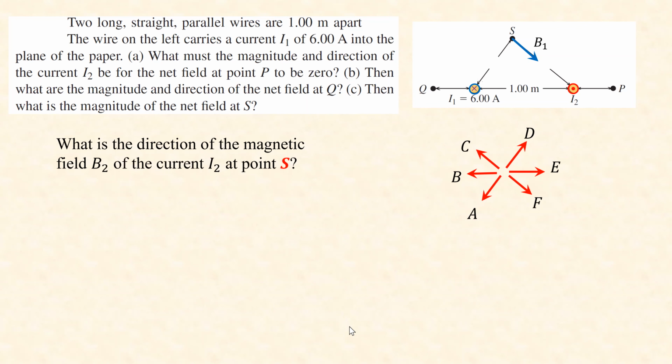And what about now the direction of magnetic field B2 of current I2 at that point? Let me give you the poll this time again, see if there is any improvement. All right, so answer this one. Now, what is the direction of the magnetic field of current I2 at this point?